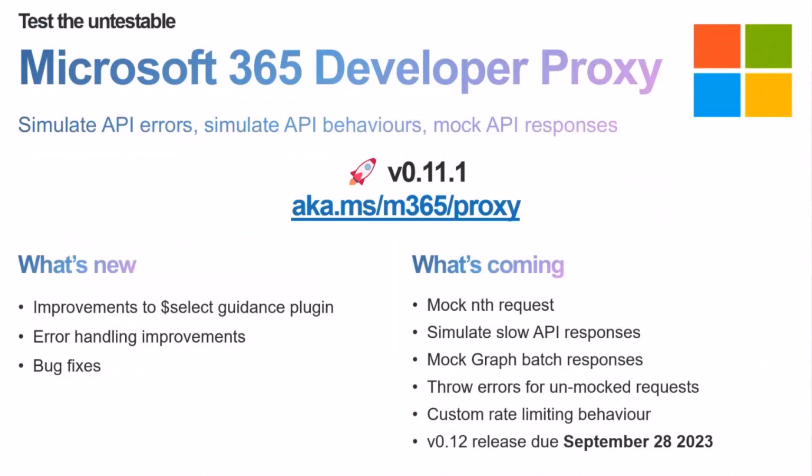Okay, Microsoft 365 Developer Proxy. We don't have any new releases or updates to really talk about this week, but it's more about what's coming, and what's coming next week is the new 0.12 release, where we're going to have the ability to mock an nth request. So that's mock like the second or third request, simulate the slow API responses, mocking the graph batch responses, showing errors for unmocked requests, and also support for custom rate limiting behavior. So again, that's going to be arriving at the end of next week. And Chris, back to you.